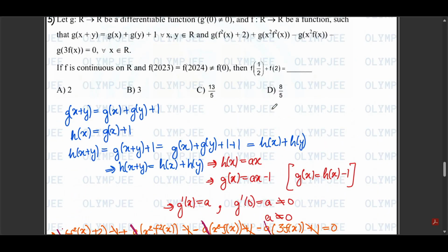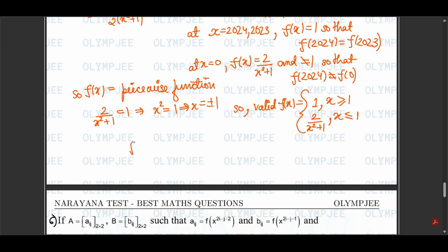So now we have to find f(1/2) plus f(2). So f(2) is equal to 1 and f(1/2) is equal to 2 by (1 by 4 plus 1). So 4 plus 1 is 5 and 4 multiplied by 2 is 8. So 8 by 5. So 8 by 5 plus 1 is equal to 13 by 5.